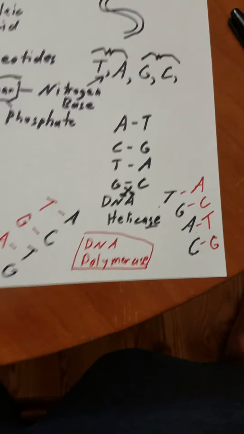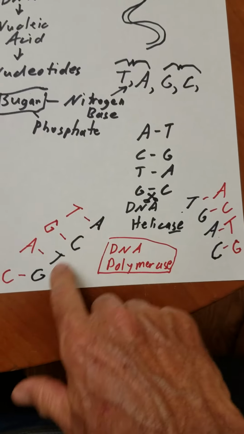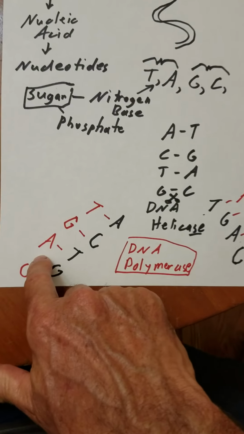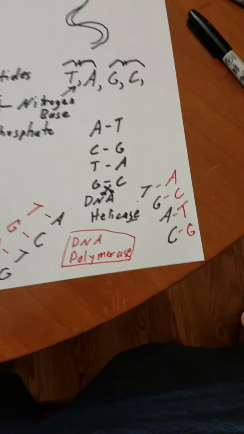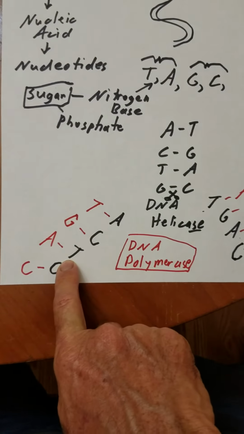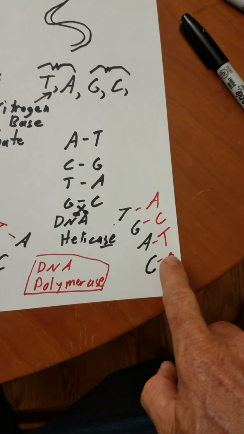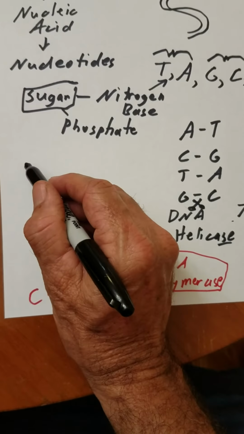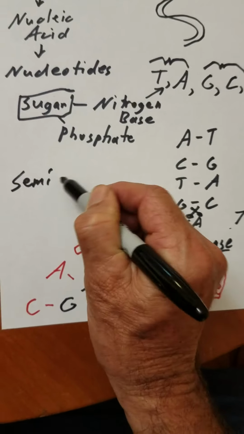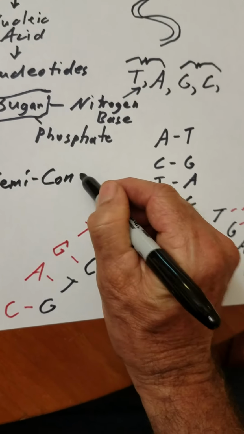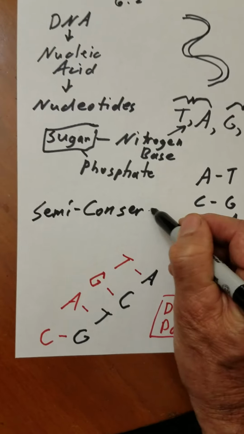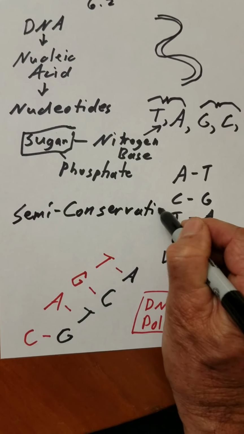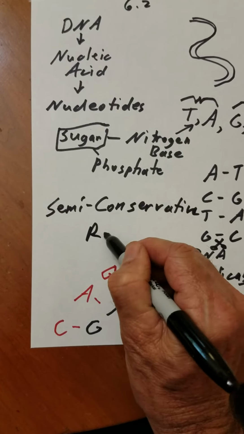When you have a replication with an old side and a new side, this strand of DNA is going to be exactly like this strand of DNA. We would call that semi-conservative replication.